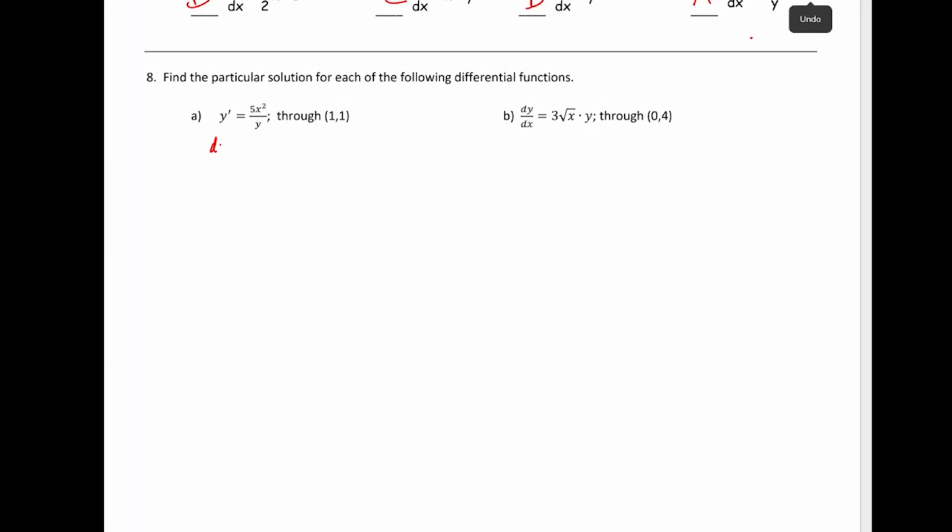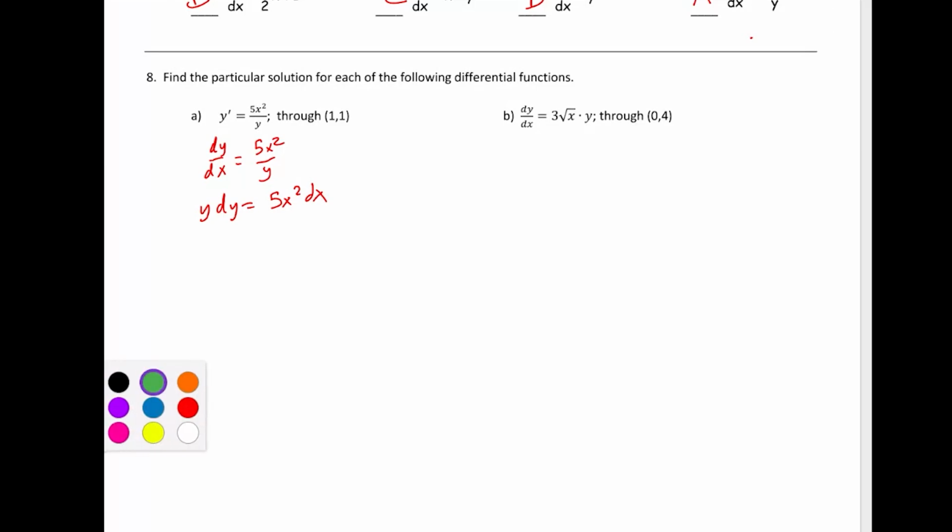Y prime I'm going to rewrite as dy dx just to make the algebra look a little nicer. Then I'm going to cross multiply here to separate the variables. So I get y dy equals 5x squared dx. Next, I want to integrate both sides. And I'll get 1/2 y squared equals, what would that be? 5/3 x cubed, plus c, of course.